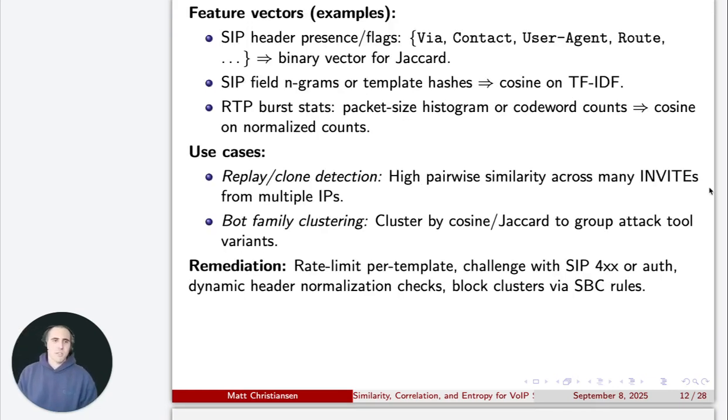Feature vectors, these are some examples. And the use cases really are what I want to bring this back to. Replay and clone detection, high pairwise similarity across many from multiple IPs, bot family clustering. These are things that we're trying to find.